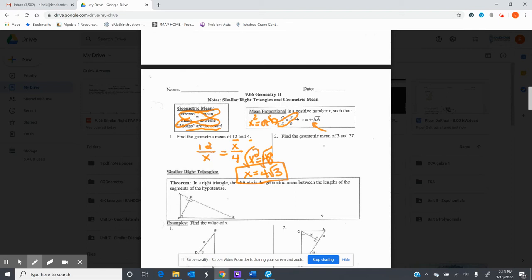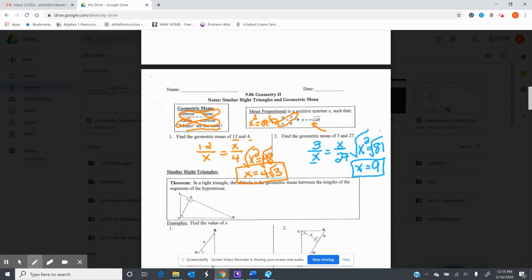Find the geometric mean of 3 and 27. We would have 3 as the numerator over x compares to x over 27. So again, that x repeats itself. 3 times 27 gives us 81. So we have x squared. The product of the means equals the product of the extremes. And we're going to take the positive value 9 as the answer with our square roots.